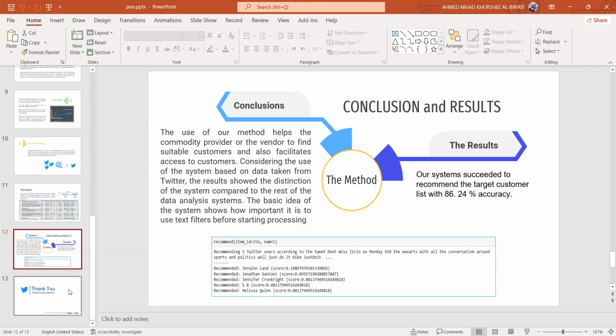We used the accuracy metric for measuring our system's accuracy, and the following function will be the recommend function in our system. The item ID will be determined by the vendor. Also, the number of persons which we want to recommend will be determined. And based on the similarity, the users were recommended for the vendor.